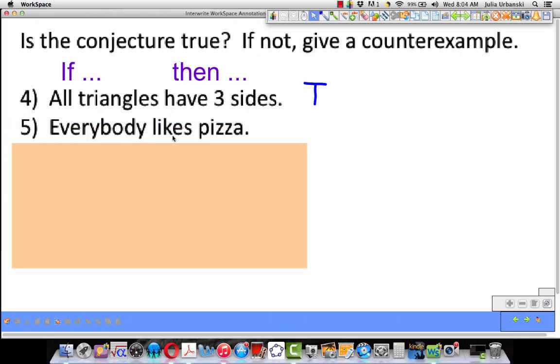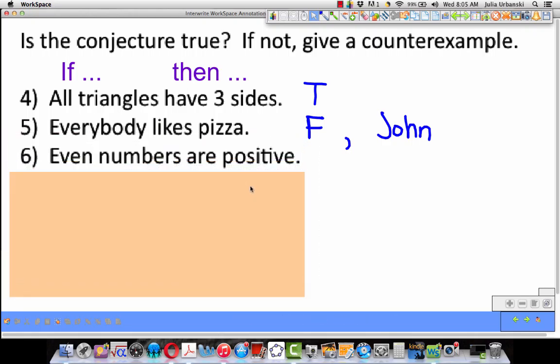So number 5, everybody likes pizza. If you're a person, then you like pizza. Is that true 100% of the time for everyone in the world? No, that's false. And all you need is one counterexample. If you have a friend named John who just doesn't like pizza, then that proves that not everybody in the world likes pizza.